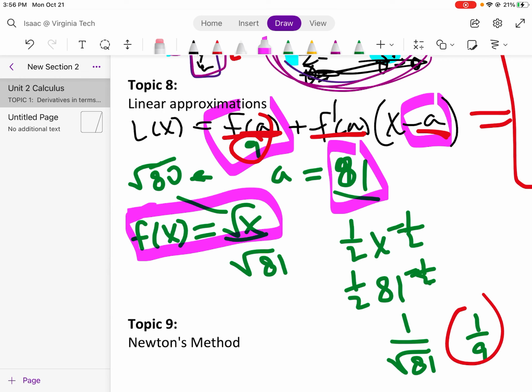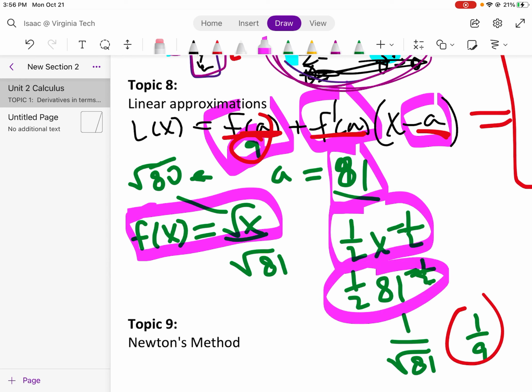And when we did that, the answer was 9. Then we have to find f prime of a. That's the last thing. Well, that's kind of a double step because we don't know the derivative. We had to find the derivative, which was that. Then we plugged in 81, and we got 1 over 18.